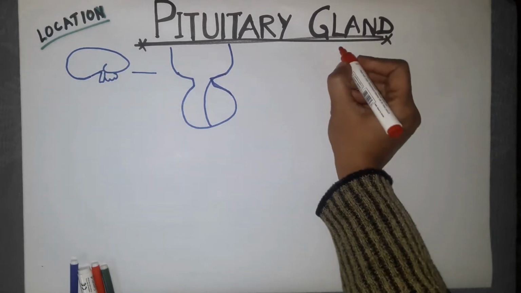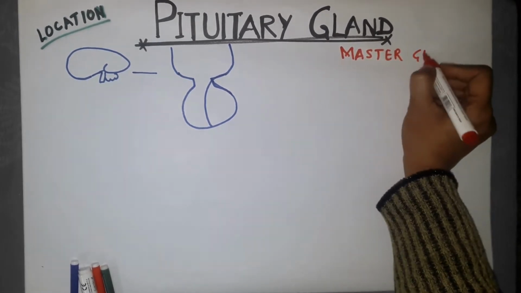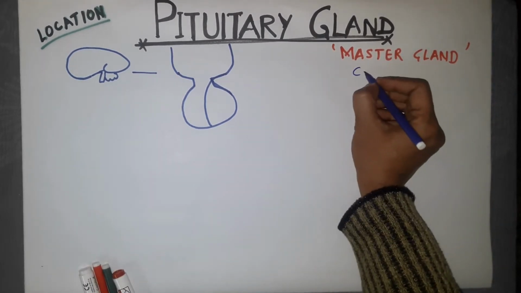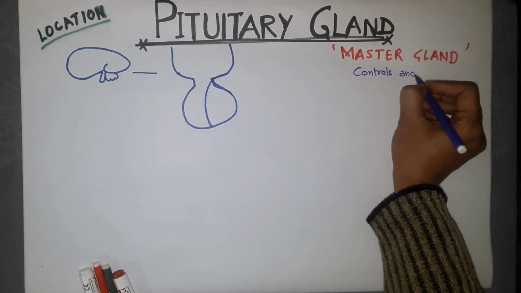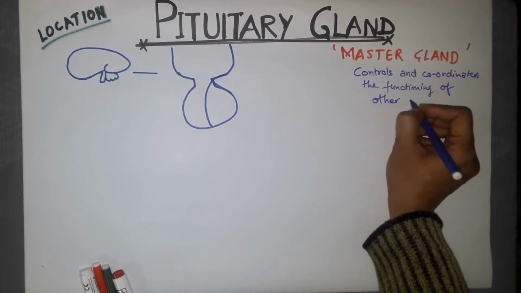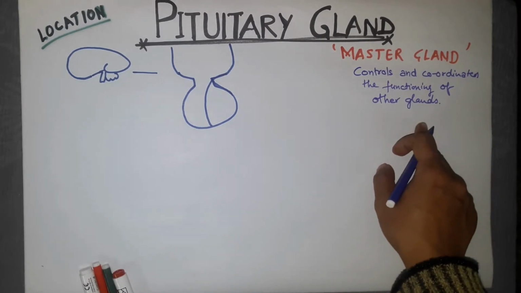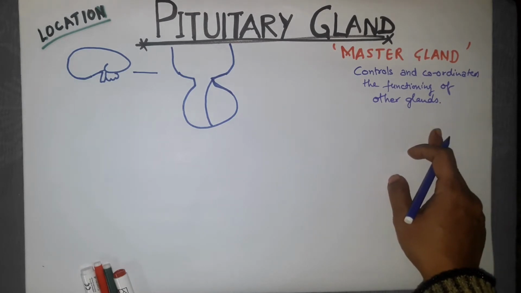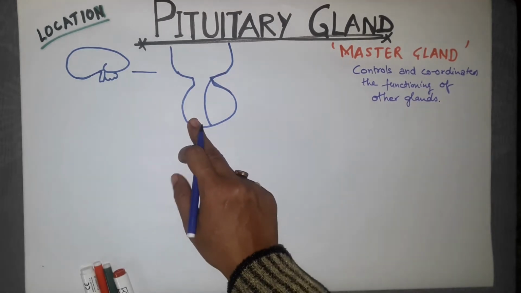Pituitary gland is known as the master gland. Why is it so? Because it controls and coordinates the functioning of other glands present in the whole body. So it regulates the functioning of almost all the other glands present in the rest of the body. Now here you can see where it is located.